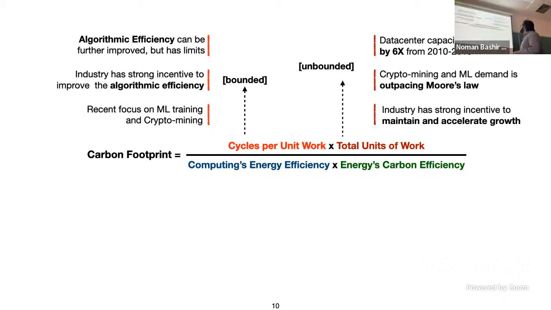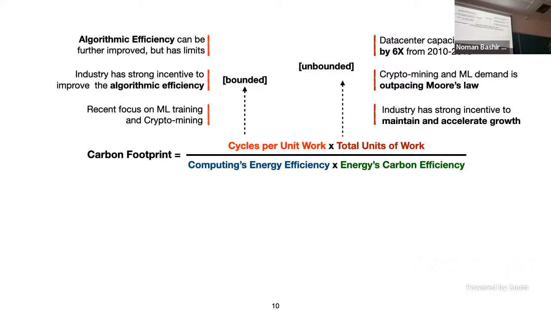The second one is basically total units of work. This is an unbounded thing. How much computing demand of applications is there? There is no end to it. People would build more applications, more and more people will start using it, and the demand will continue to grow. So data center capacity increased 6x from 2010 to 2018. And the crypto mining and ML demand is outpacing Moore's law.